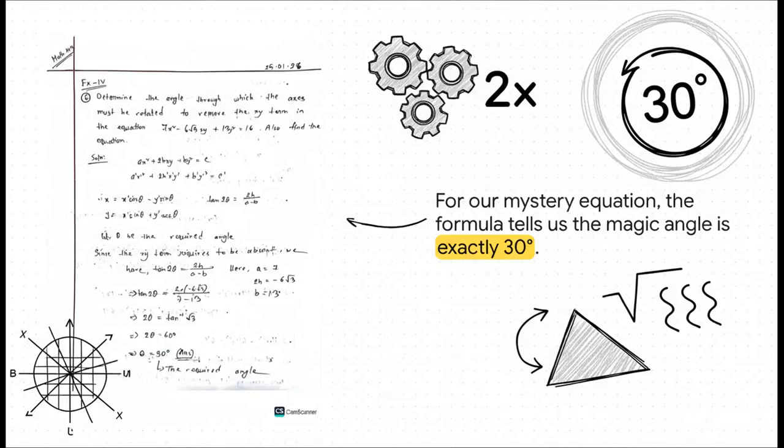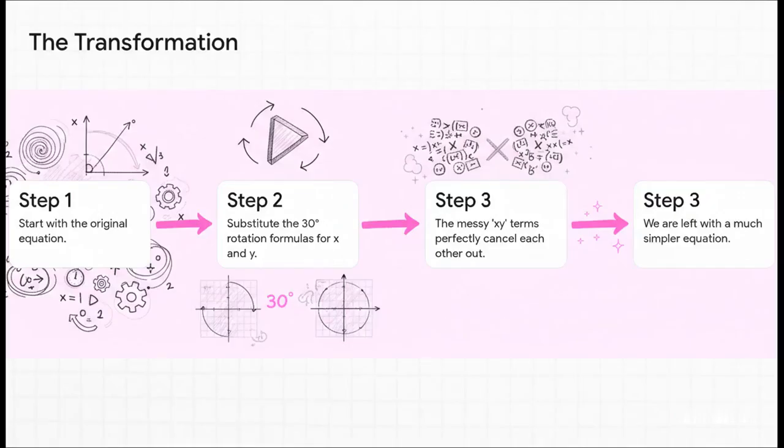So let's try it. Let's plug the numbers from our specific problem into the formula. When we do that, we find out that the tangent of 2 times our magic angle is the square root of 3. A little bit of trig later and voila, the perfect angle we're looking for is exactly 30 degrees. And now for the transformation itself. We take our original equation and we substitute our rotation formulas using that magic 30-degree angle. Now at first it looks even messier, I know, but then something amazing happens. All those complicated terms that have an x prime y prime in them, they perfectly cancel each other out. They just poof, they're gone.